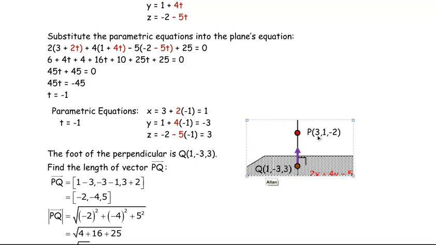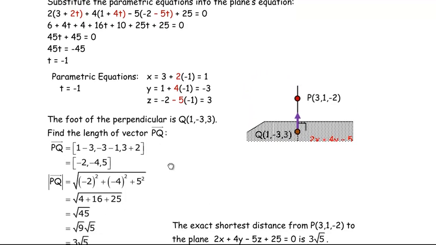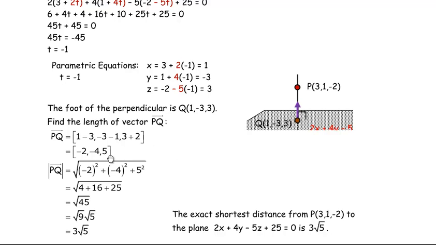So 1 take away 3 would be my X component, which is negative 2, and negative 3 minus 1 is negative 4, and 3 minus negative 2, same as 3 plus 2, so that's 5. So the length of this vector PQ would be the root of, and this is really the distance formula or Pythagoras' theorem in 3 dimensions, the root of this squared plus this squared plus this squared. So we square the negative 2, the negative 4, and 5 and add them up. So negative 2 squared is 4. Remember, negative 2 times negative 2 is a positive. Negative 4 squared is 16, and 5 squared is 25. So that's 20, and 25 adds to 45. Another 45 like we got up here.